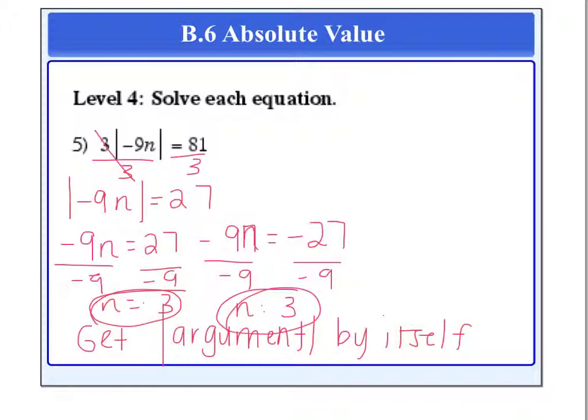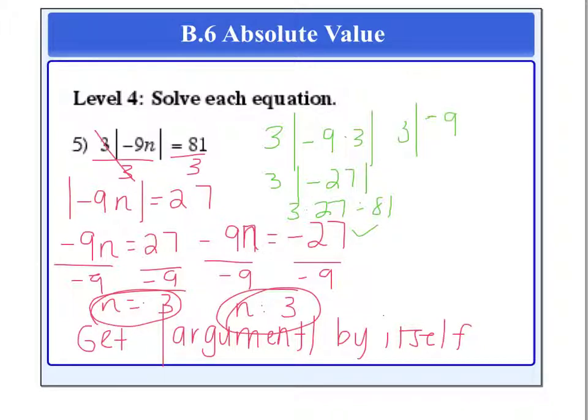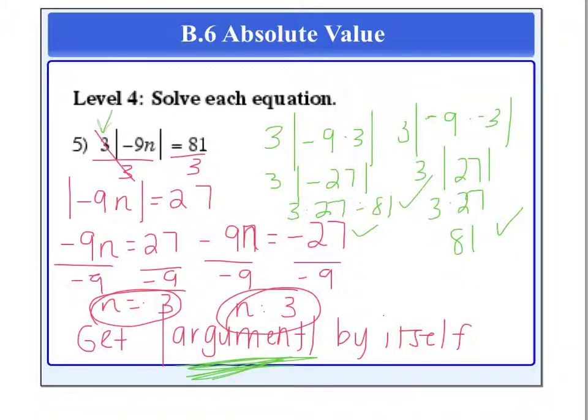So when I check, I'm going to check my work. Say 3 times the absolute value of negative 9 times 3. It's 3 times the absolute value of negative 27, which is 3 times 27, which is 81. That one works. If I do 3 times the absolute value of negative 9 times negative 3, that is 3 times 27, which is 81. It also works. So again, our goal is just to get this argument by itself. Right now there's a 3 on the outside that's not in the argument, so that's when we have to do some rearranging.